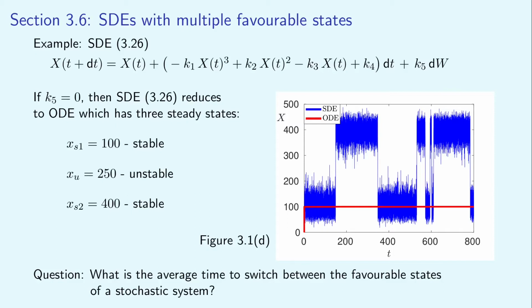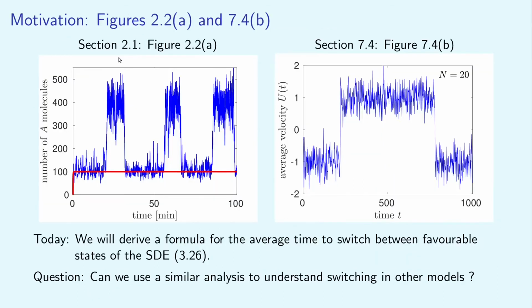In this lecture, we will consider the SDE 3.26 as our illustrative example. Our main question is, what is the average time to switch between the favorable states of a stochastic system? There are many systems where such a question can be asked. In section 2.1, we discussed stochastic chemical systems with multiple favorable states, including gene regulatory networks and also a simple chemical switch illustrated in figure 2.2a.